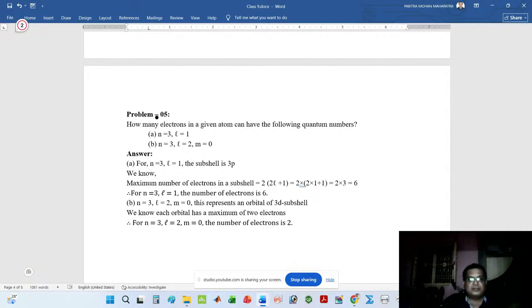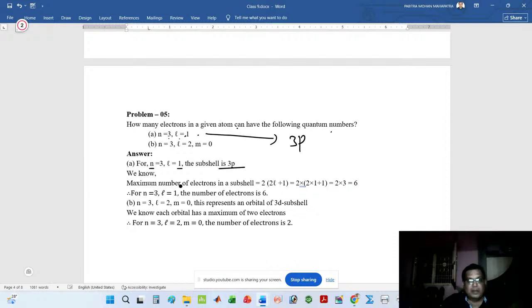Problem number 5. How many electrons in a given atom can have the following quantum numbers? So the quantum numbers given are n is equal to 3, L is equal to 1. Write down 3. L is equal to 1 means that is a 3p. So here I can write for n is equal to 3, L is equal to 1, the subshell is a 3p.